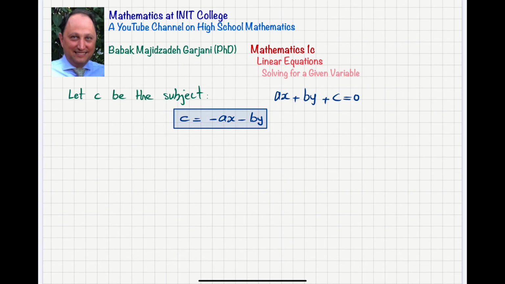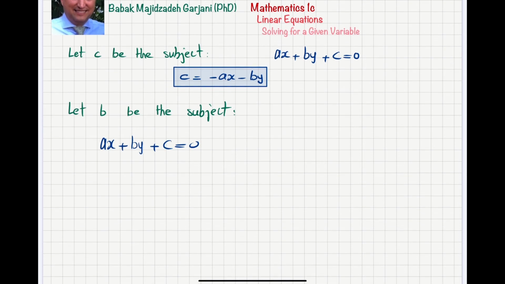Let me do one more thing. We can say, for example, let b be the subject. So what happens here? I will start from this equation again, but my goal is to make b alone. So what do I have to do? I have to keep by. I move ax and c to the right, and then to make b alone, I have to divide by y. So the left-hand side becomes this, and the right-hand side becomes this. Is that understandable? So that is the subject of today's lesson.